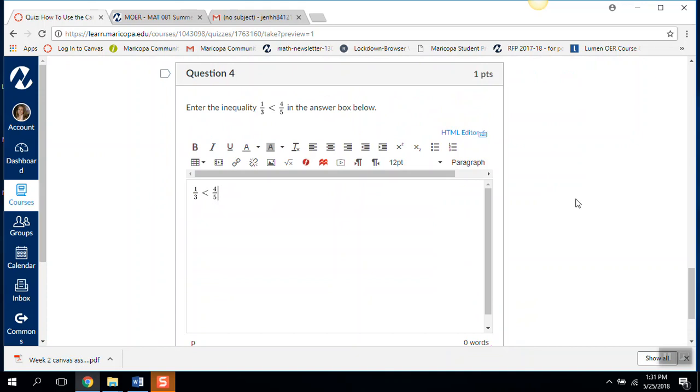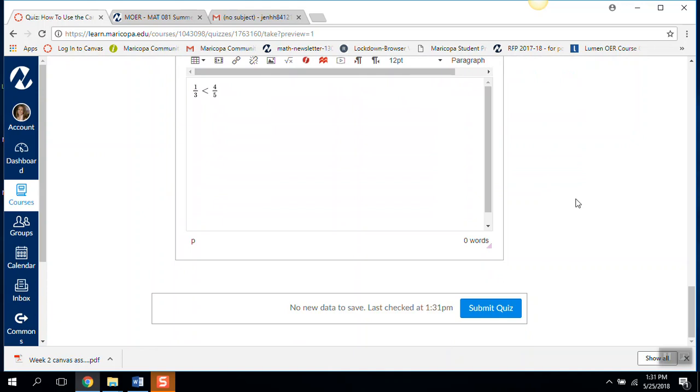This has given you a basic overview of the Canvas equation editor. You will be using this when you take the online exams.